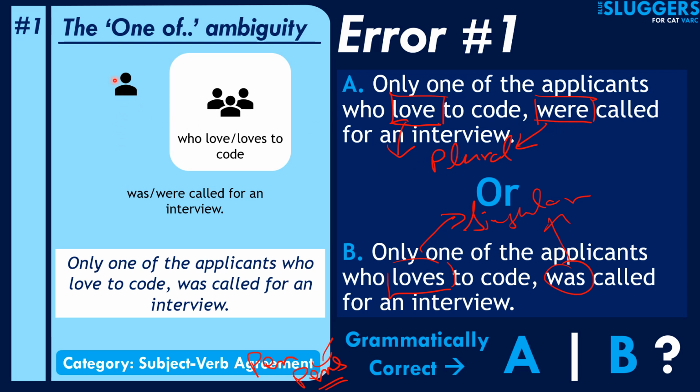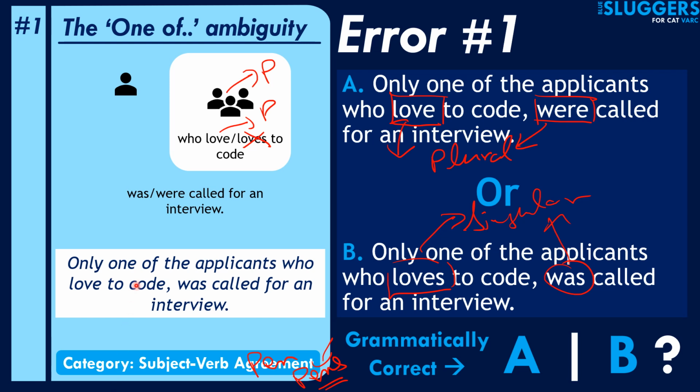That means only one of the applicants who love to code, right? So for the verb love or loves, the apt subject here is not only one. The apt subject here is the applicants who love to code. And applicants, we know, is plural in nature. Hence the verb that should be used here should also be plural, and hence you cannot use loves here. The correct verb here will be love.